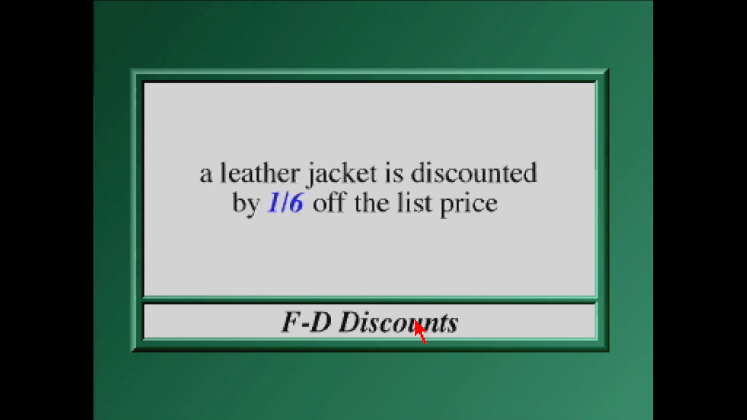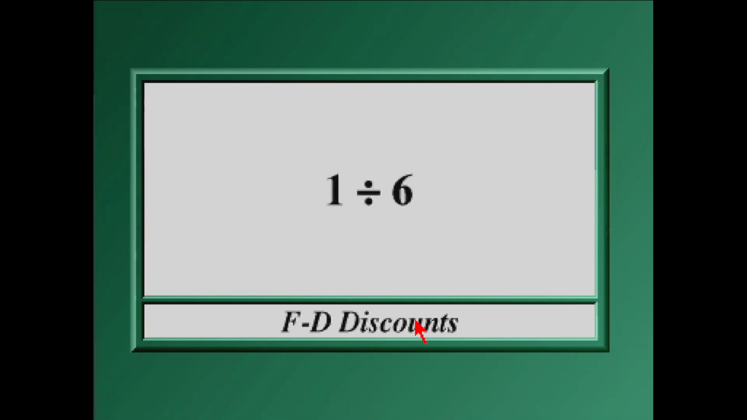A leather jacket is discounted by 1/6 off the list price. To convert the fraction 1/6 into a decimal, 6 is divided into 1. Since a zero remainder is not encountered to the 6th decimal place, the owner of the store decides to round the decimal to the nearest hundredth. Since the decimal is 0.167 to the thousandths decimal place, the 6 is raised to a 7 and 0.17 results.